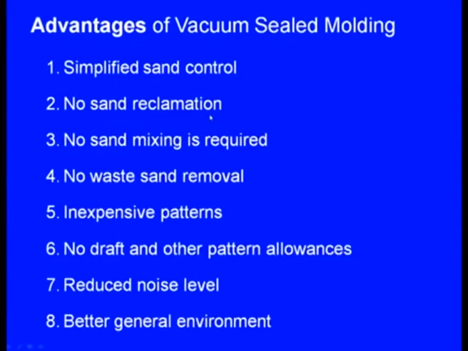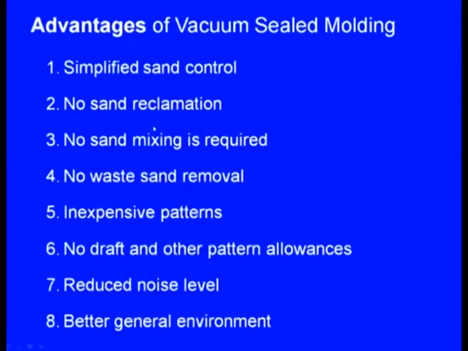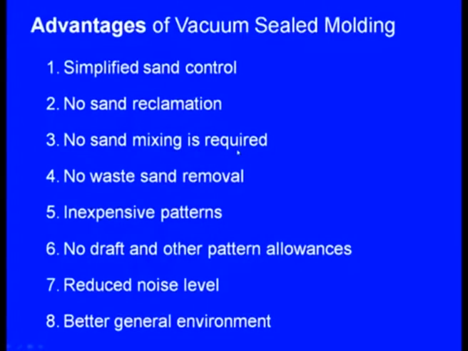Next one, no sand reclamation, means what is that? In the case of the green sand molding, after the casting is solidified, we have to shake out, means break the sand into pieces, the mold into pieces, then that sand has to be taken, again that should be crushed into small pieces. If any metallic pieces are included, those are to be removed. If any sand lumps are included, those are to be removed. So, this is the sand reclamation, again it should be conditioned with the moisture and a little more clay. This is the reclamation. Here there is no question of reclamation, straight away that sand can be taken and another mold can be made. No sand mixing is required, that is true.